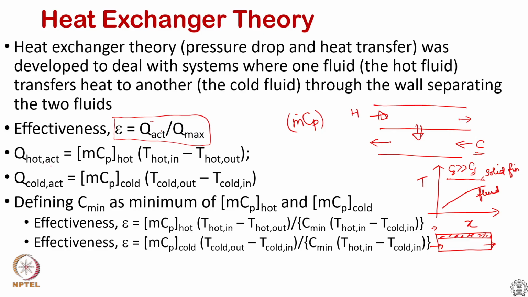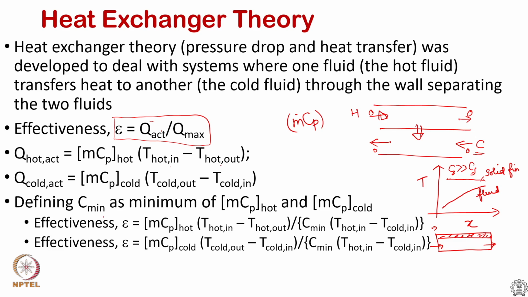So the hot side heat exchanger is m dot Cp of the hot side. This is the capacitance of the hot side fluid, and hot inlet minus hot outlet, and the cold side is the actual. In this case, that is cold inlet, cold outlet, and this is your Q hot actual and Q cold actual should be equal.